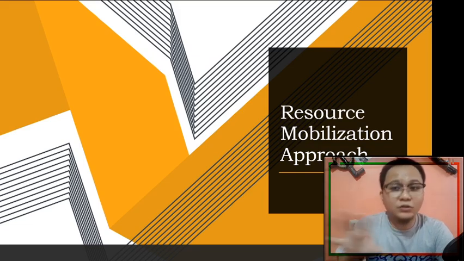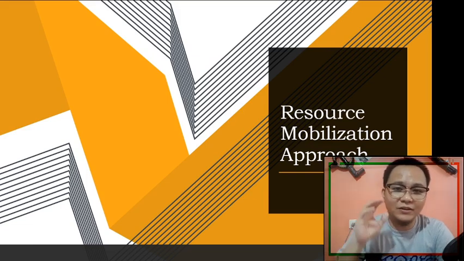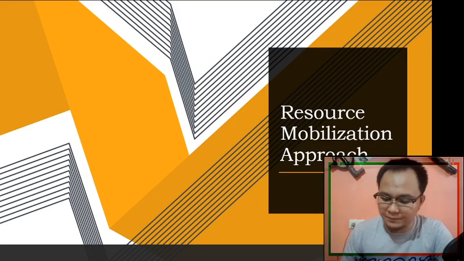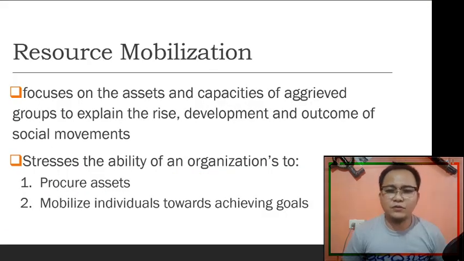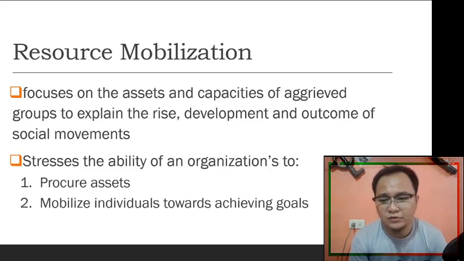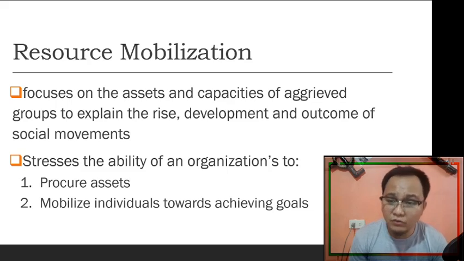Or in this case, social movements. Kasi itong approach na to ay nakapaloob talaga sa social movements. Pero in our case, pwede mo rin siyang i-apply sa community engagement activities. So it focuses on assets and capacities of aggrieved groups to explain the rise, development, and outcome of social movements, or even the outcome of community engagement activities.